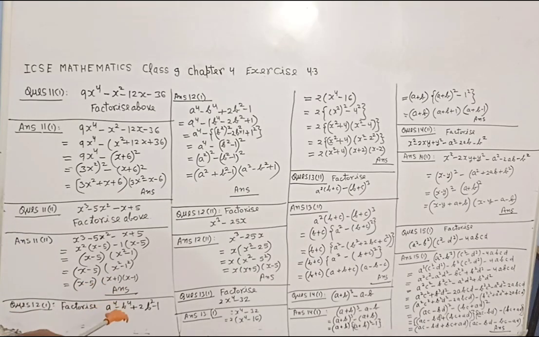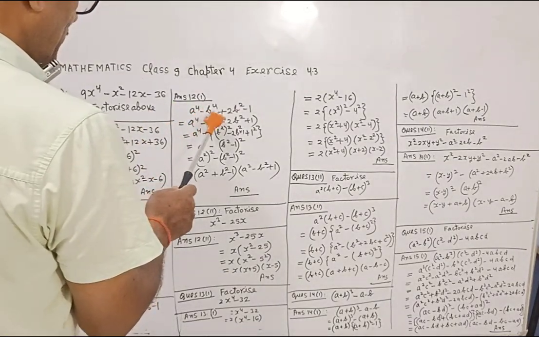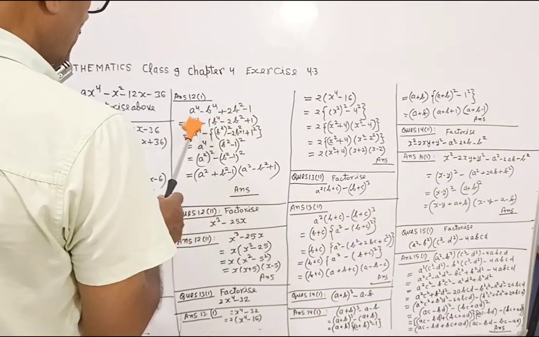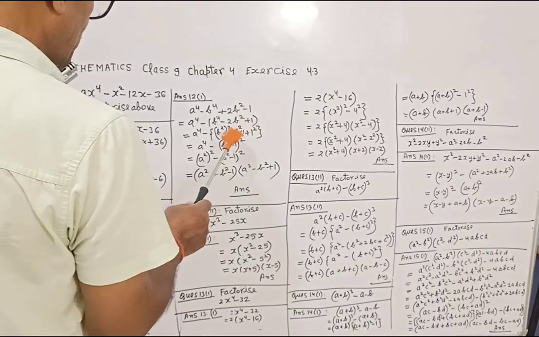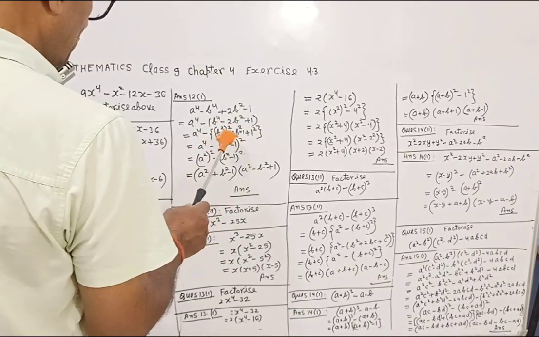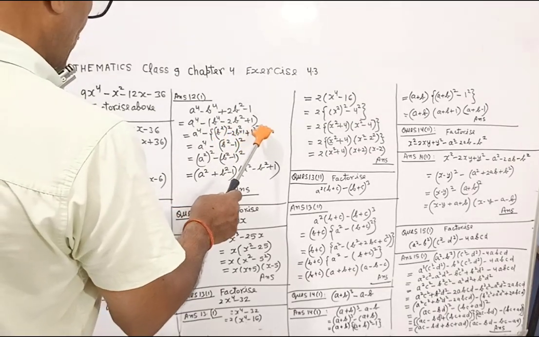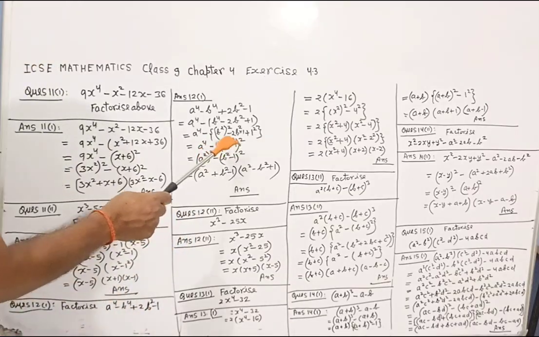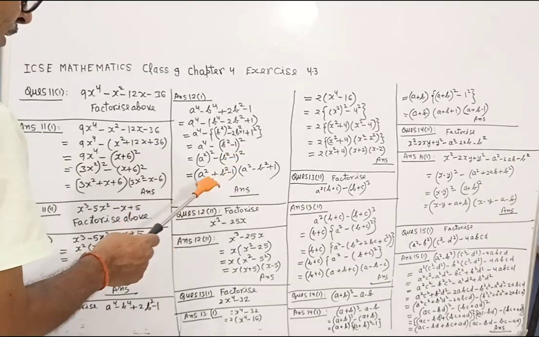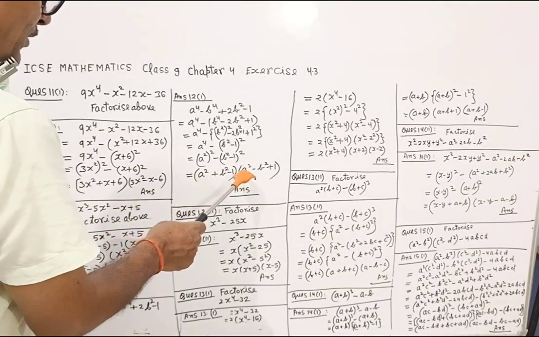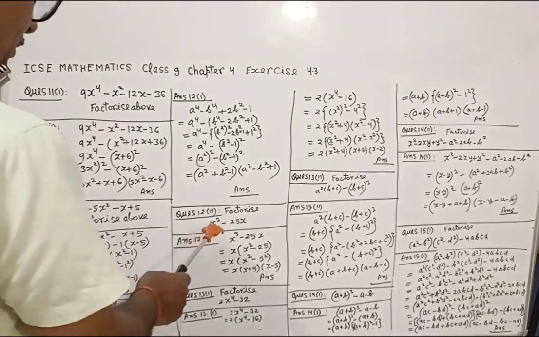Factorize a^4 − b^4 + 2b^2 − 1. Answer 12 first: a^4 − b^4 + 2b^2 − 1 = a^4 − (b^4 − 2b^2 + 1) = a^4 − ((b^2)^2 − 2b^2 × 1 + 1^2) = a^4 − (b^2 − 1)^2 = (a^2)^2 − (b^2 − 1)^2 = (a^2 + b^2 − 1)(a^2 − b^2 + 1). Answer.